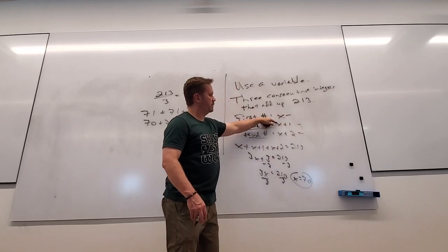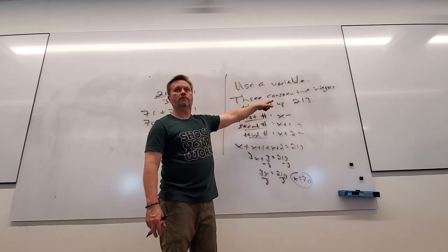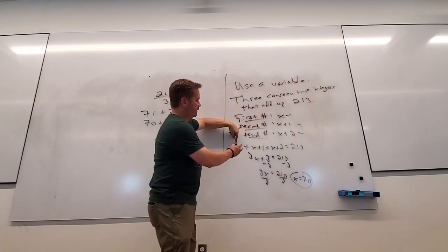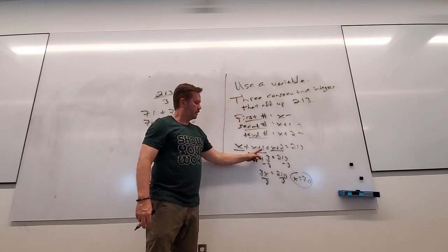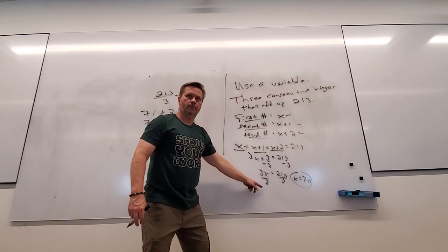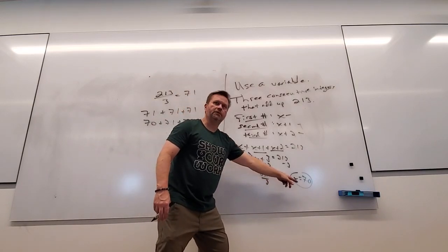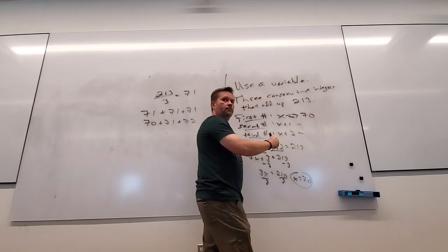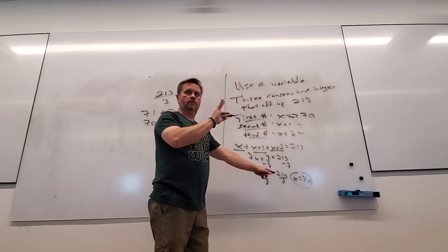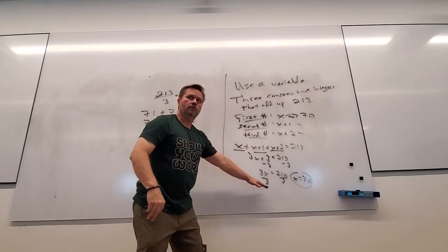What are these 3 numbers supposed to do? Get us to 213. So if I add this one to this one to this one, I get 213. Yes. And then I solve that. Yes? And I get x equals 70. So don't I know x is 70 now? Right? So your problem is here?